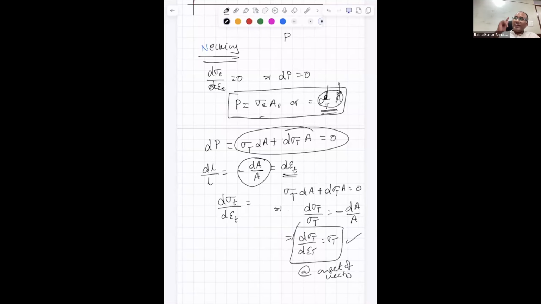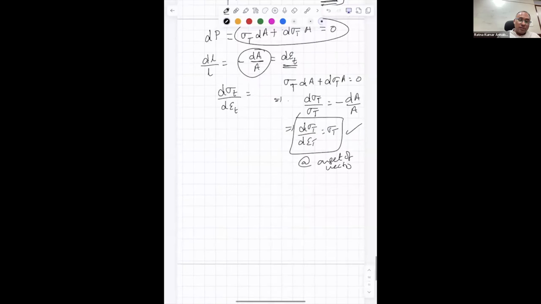Which means, when does necking happen? Necking happens when the derivative of true stress sigma T with respect to true strain becomes equal to the value of true stress. So the condition for onset of necking can be d sigma E by d E equal to 0, or d sigma T by d epsilon T is equal to sigma T. Both represent conditions for necking.